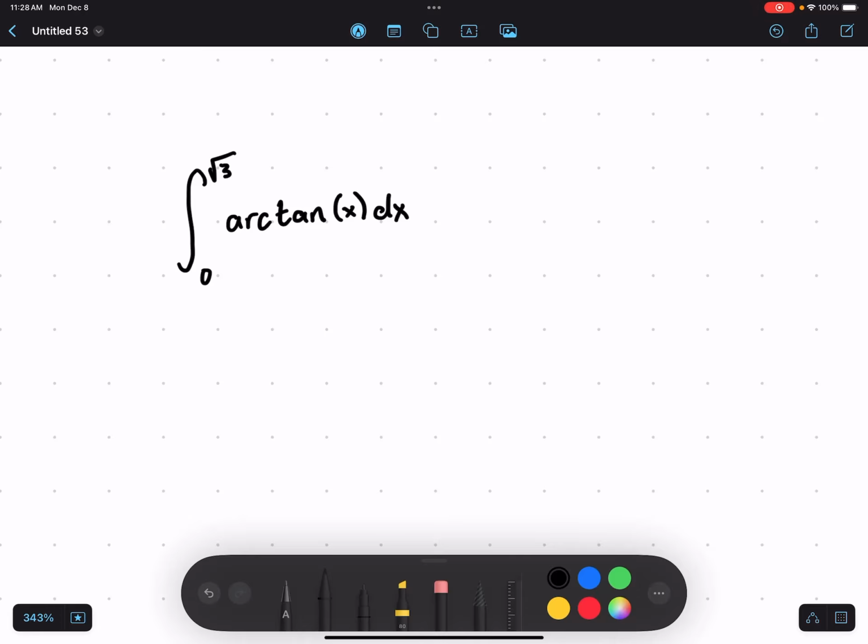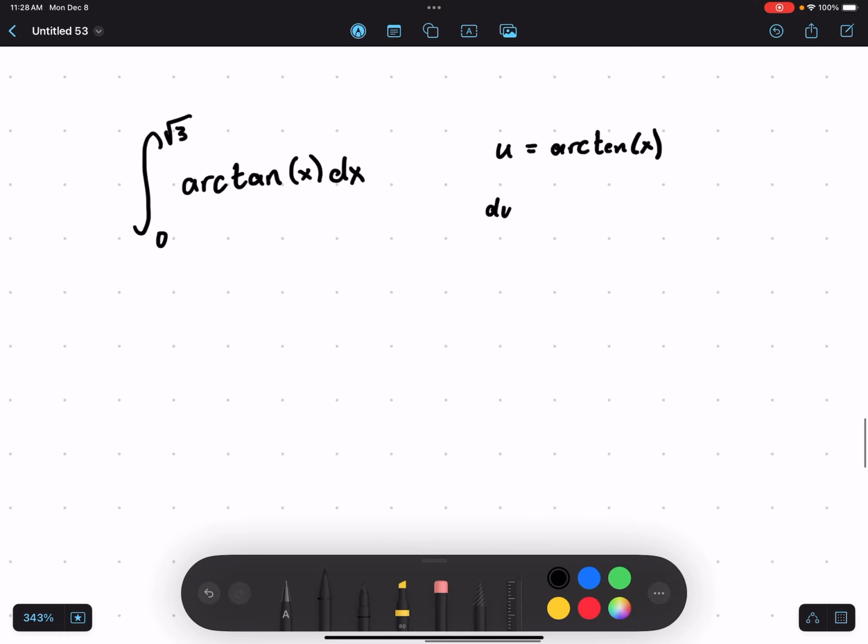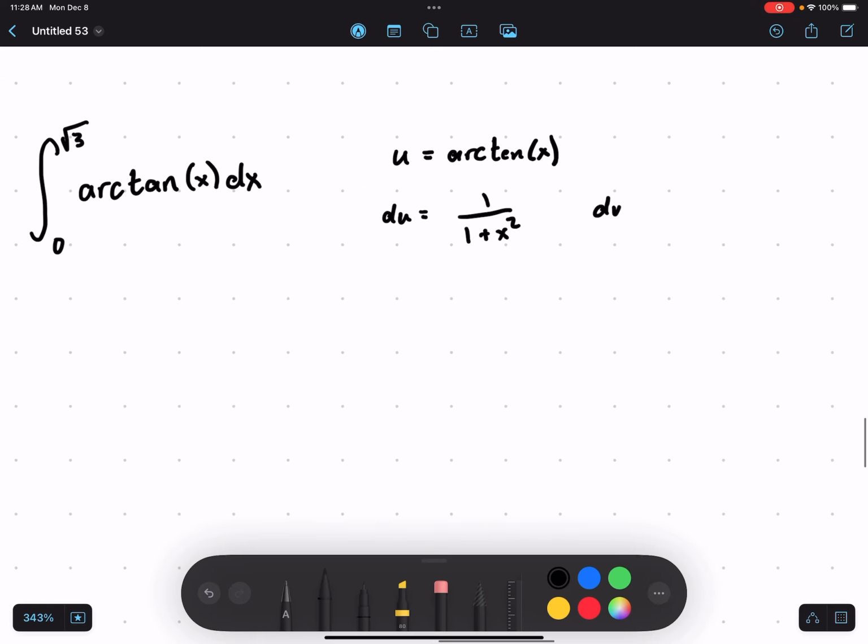Okay, so we've got the integral of arctan x from the bounds of 0 to square root of 3. So the first thing to notice here is that this is an integration by parts problem where we'll let u equal arctan x, and then of course du will be 1 over 1 plus x squared, and then dv in this case is just 1, therefore v with respect to x is just x.